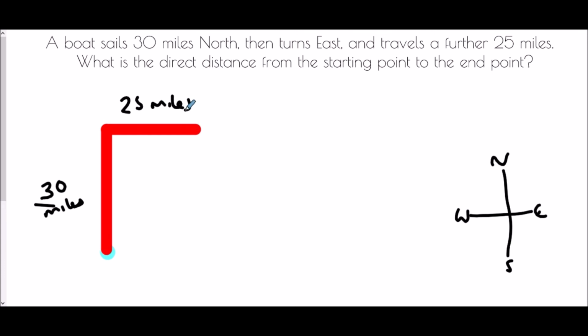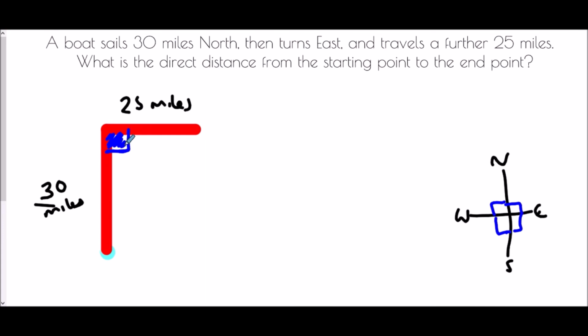Now, the key here is that with a compass, between north and east is 90 degrees. Between east and south is 90 degrees. South and west, 90 degrees. West and north, 90 degrees. And therefore, the turn that I have made is a 90-degree turn.